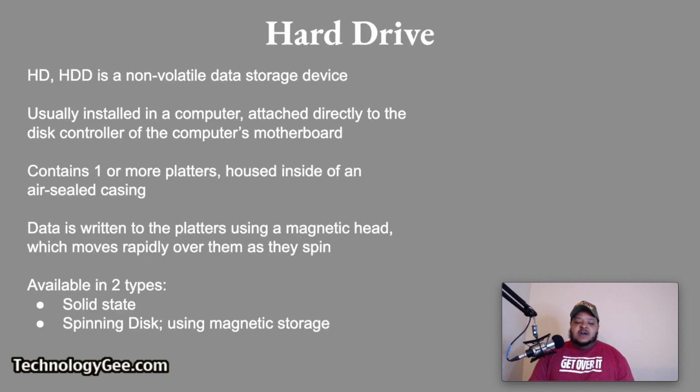Let's talk about hard drives. A hard drive, also abbreviated as HD or HDD, is a non-volatile data storage device. It is usually installed internally in a computer, attached directly to the disk controller of the computer's motherboard. It contains one or more platters housed inside of an air-sealed casing. Data is written to the platters using a magnetic head, which moves rapidly over them as they spin. Hard drives are available in two types. You have the solid state, and then you have the spinning disk, which uses magnetic storage.